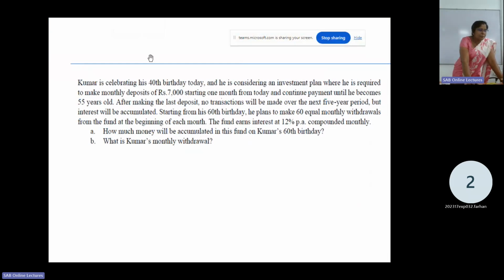After making the last deposit, no transaction will be made over the next 5-year period. But interest will be accumulated. Starting from the 60th birthday, he plans to make 60 equal monthly withdrawals from the fund at the beginning of each month. The fund earns interest at 12% per annum compounded monthly.